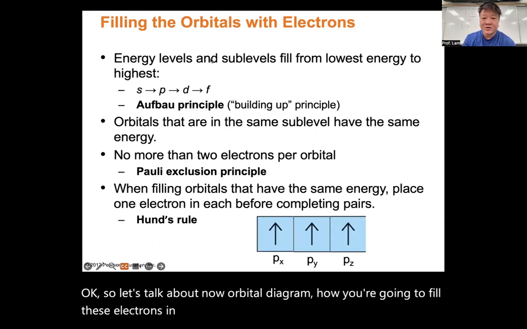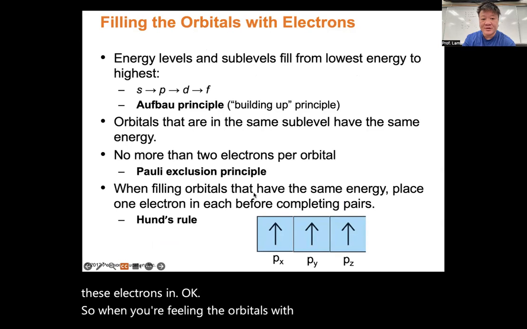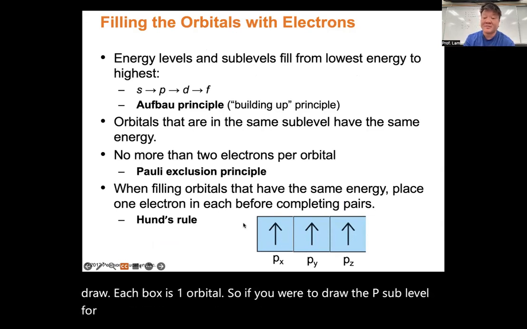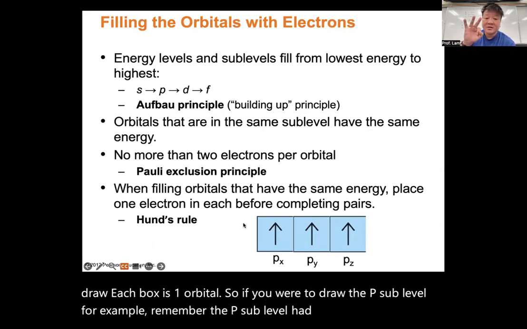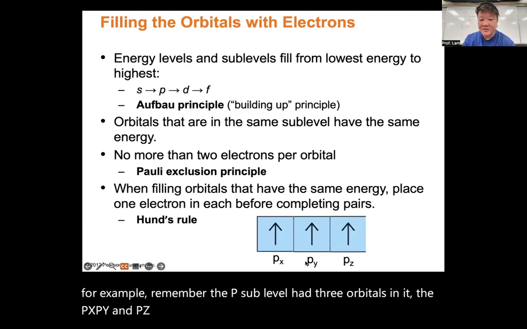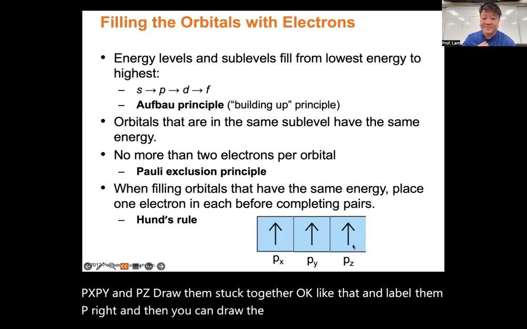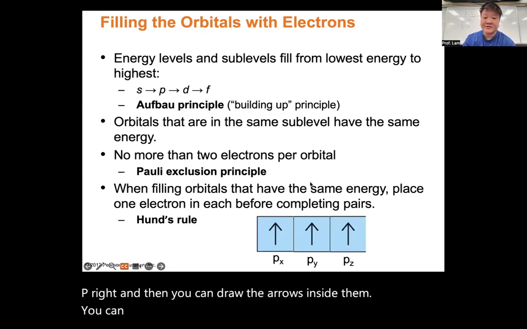So when you're filling the orbitals with electrons, you're going to draw each box as one orbital. So if you were to draw the p sublevel, for example, remember the p sublevel had 3 orbitals in it, the px, py, and pz. Draw them stuck together, okay, like that, and label them p, right? And then you're going to draw the arrows inside them. You can use half arrows, okay? And here are the rules for doing it.